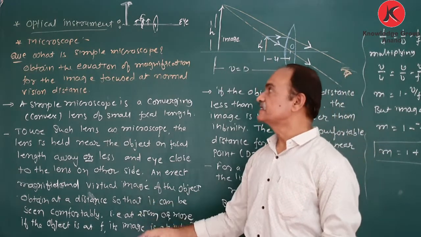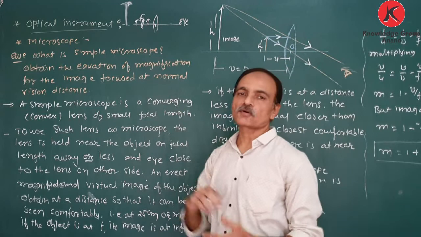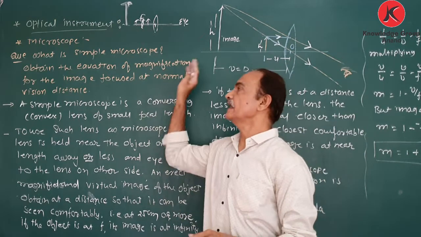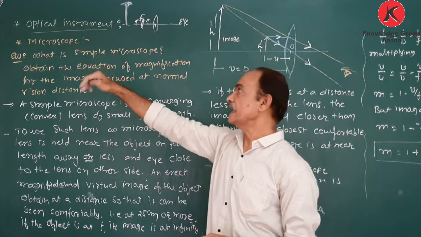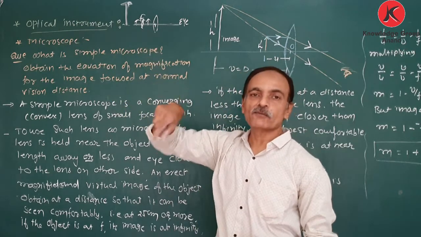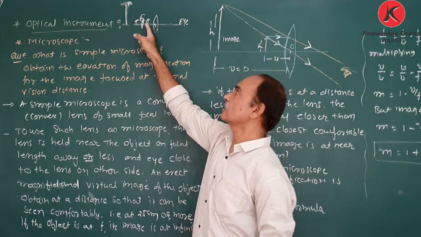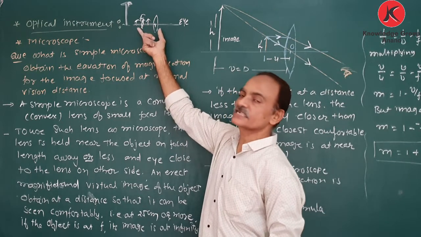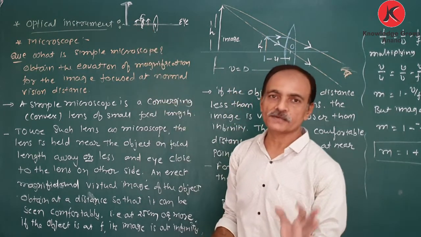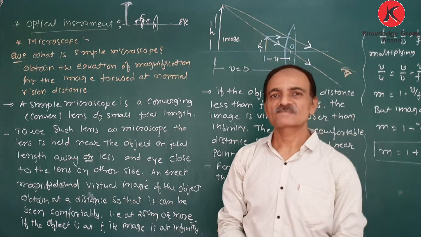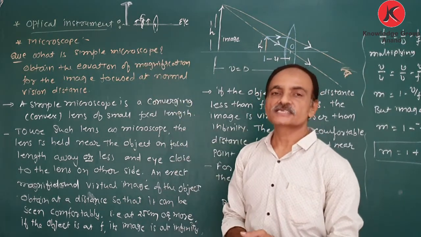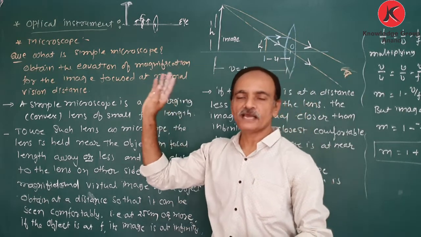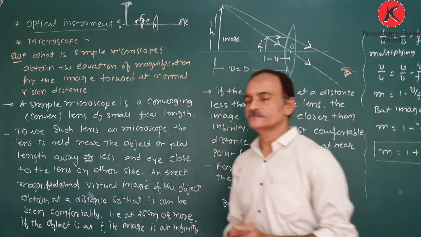If the object is at the principal focus, its image is formed at infinite distance. Again, the image is formed at the comfort distance if and only if the object is placed between the optical center and the principal focus of the lens. If the object is placed on the principal focus, its image is formed at infinite distance.